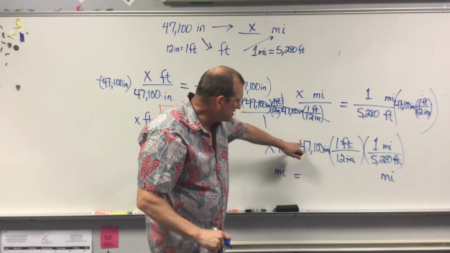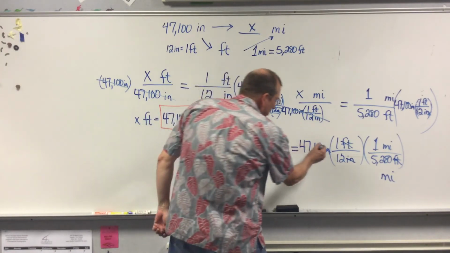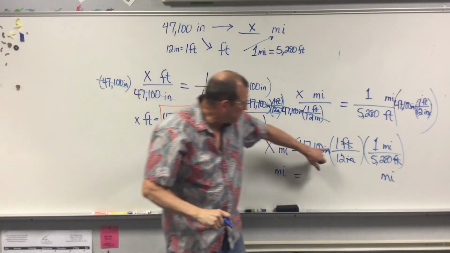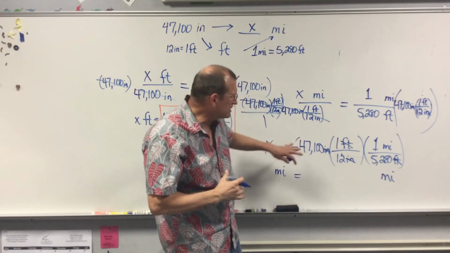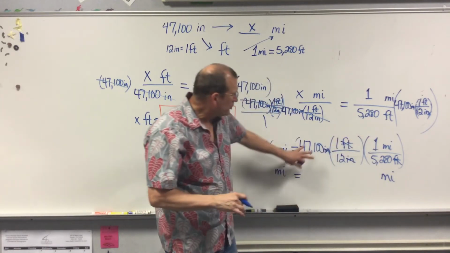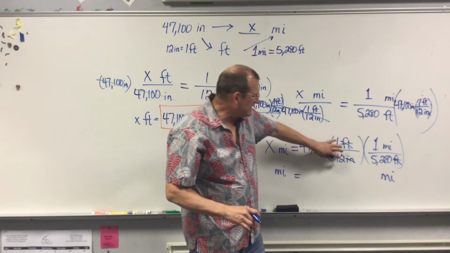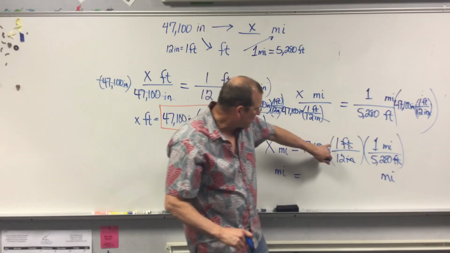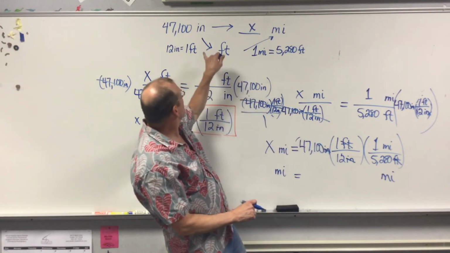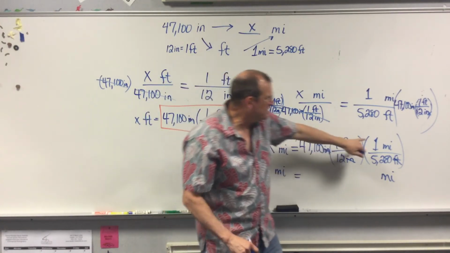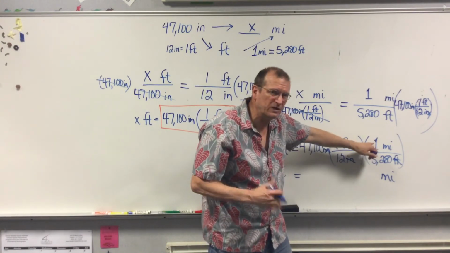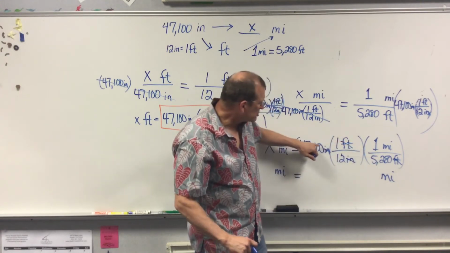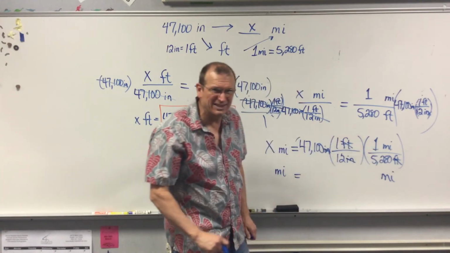Mathematically, what this tells us to do is we start with the number 47,100, and the way I process these strings of calculation is by taking each individual conversion factor. Here's our first conversion factor that we used in going from inches to feet, and then here is our conversion factor that we used to go between feet and miles. But our units are arranged so that they are diagonal, so they cancel.